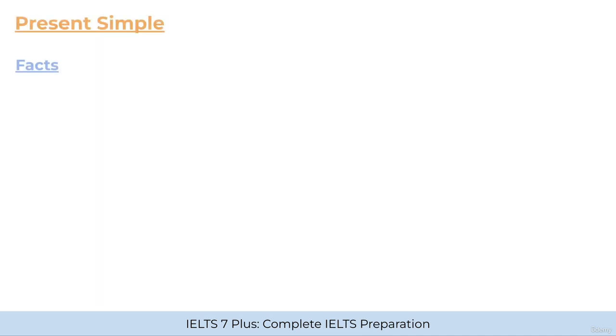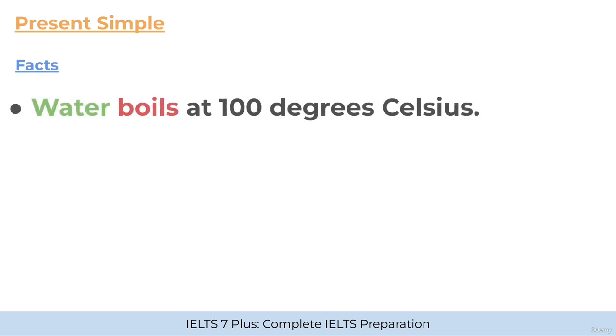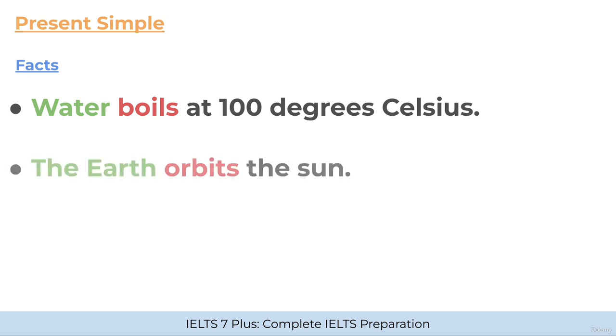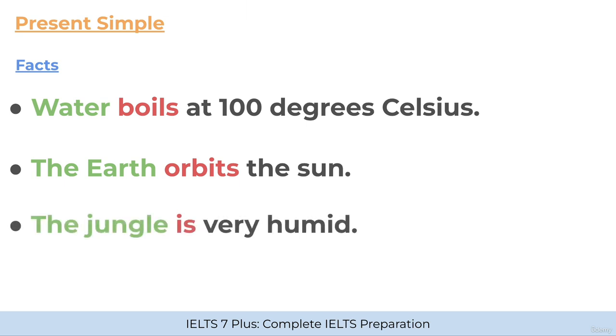Okay, what next? You can talk about facts, things that are real and set in stone. So a fact here: water boils at 100 degrees Celsius. That is just scientific fact there. The Earth orbits the Sun. So we've got the S added to the end of the verb for orbits and boils to match the subject there. Okay, and another fact, the jungle is very humid. So these are things that are just scientifically true, if you like.